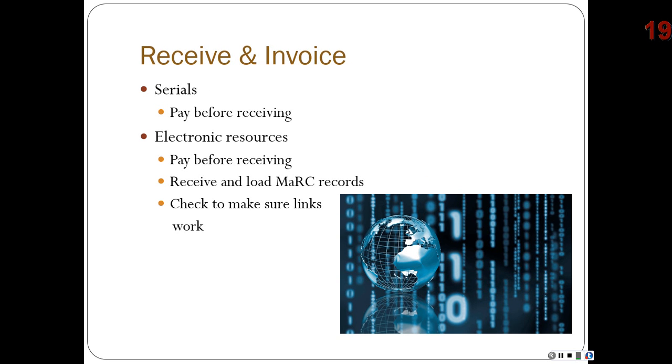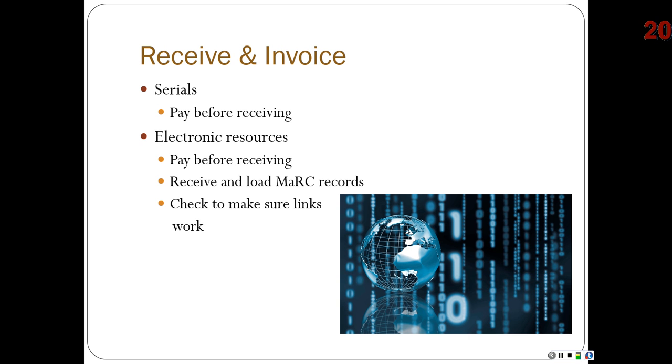Invoicing for serials and electronic resources is a little bit different than for physical items that you receive once. Serials are paid for at the point of order, usually a year at a time. You receive them as they arrive, so as each issue arrives, you will receive and track them so that you're aware of when you miss an issue. Often, you notify the jobber that you missed an issue and another one will be sent.